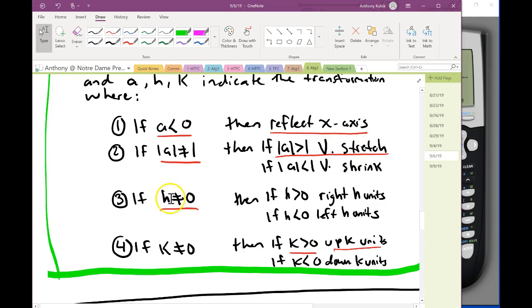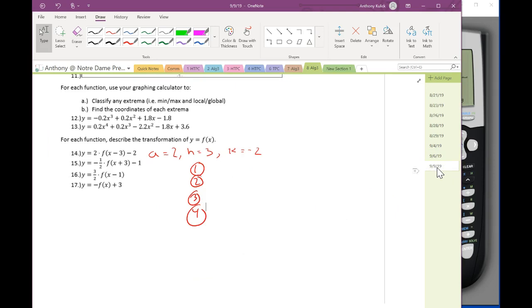Our H value was positive. It's not 0, so it's going to go right that many. And our K value was negative, so it was going to go down that many. Correct. If the H or K is 0, nothing happens. And if the A is 1, nothing happens. So we said nothing, vertical stretch, right 3, and down 2. Are we okay on that?